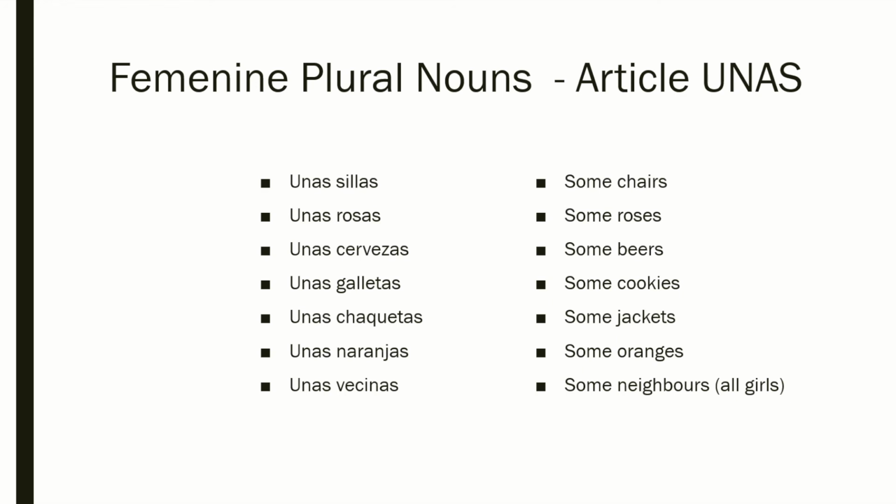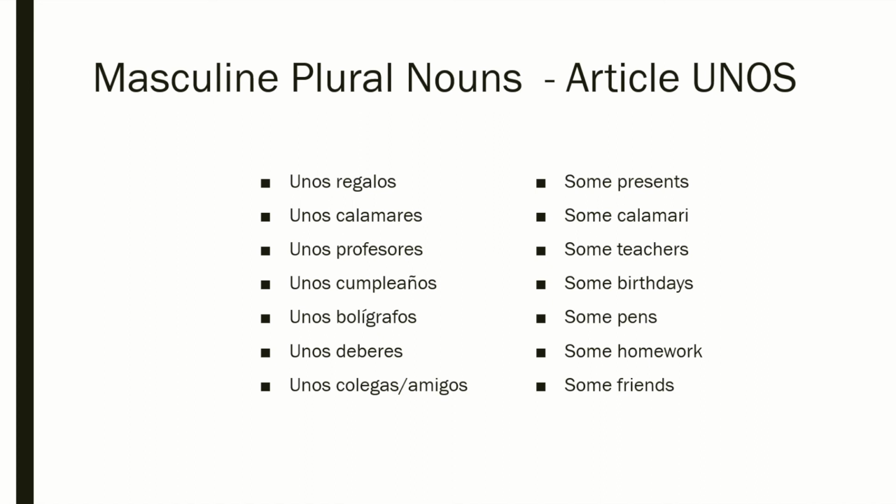Let's go and have a look at the article unos for masculine plural nouns. Unos regalos, some presents. Unos calamares, some calamari. Unos profesores, some teachers. Unos cumpleaños, some birthdays. Unos bolígrafos, some pens. Unos deberes, some homework. Unos colegas or amigos, some friends. Colegas, a little bit of a slang there, but unos colegas or amigos.